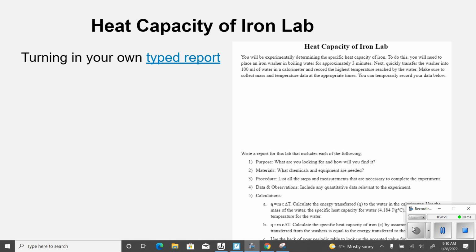Now let's speak of the report a little bit. It says on the bottom half of your sheet, type a report to include a purpose, materials, a procedure, data, observations, calculations, and a conclusion paragraph.